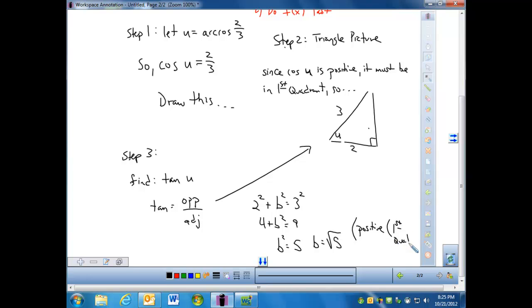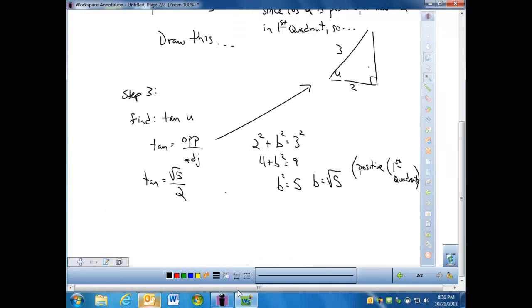Now that you have that, finding the tangent of u is really easy. And the nice part about it is it's the exact answer. It's an exact answer for the tangent of u. And so opposite is radical 5. Adjacent is still 2. And so we put all this together right now, and the answer to our problem, the tangent of the inverse cosine of 2/3 is the square root of 5 over 2.